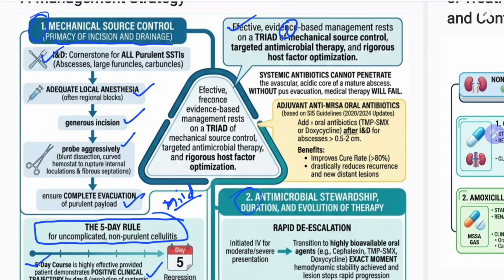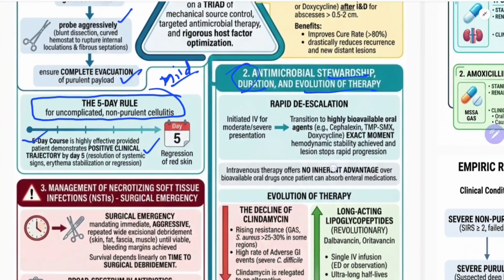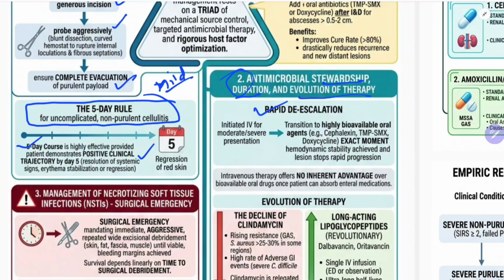Now coming to the second one: antimicrobial stewardship, duration and evolution of therapy. Rapid de-escalation is favored now. What does that mean? For mild infection we have seen that the 5-day rule is enough. For moderate to severe infection, it is not this.